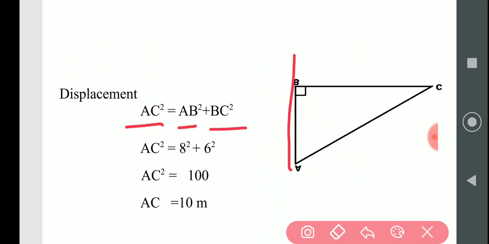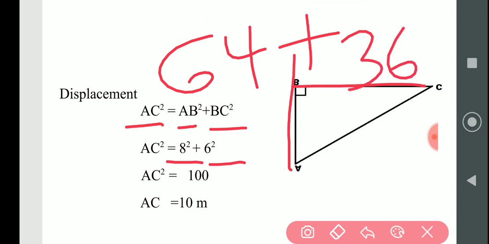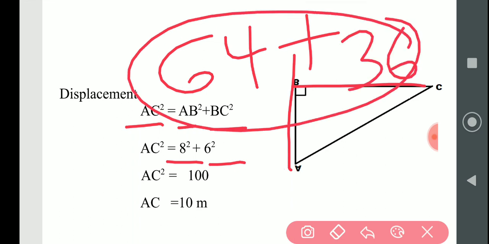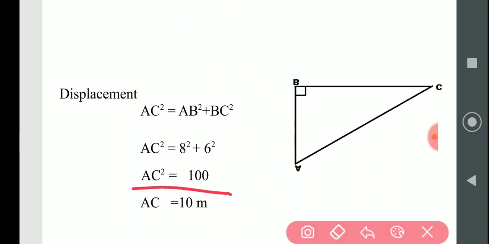What is AB? 8. What is BC? 6. What is 8 square? 64. What is 6 square? 36. What is the addition of 64 and 36? 100. So AC square we can write as 100 and AC is equal to 10 meter. So the displacement of the person is 10 meter.